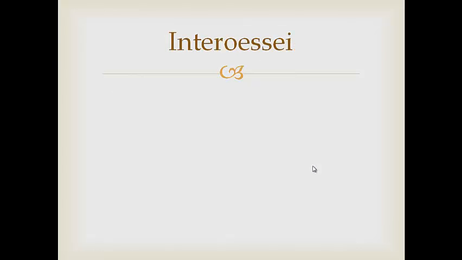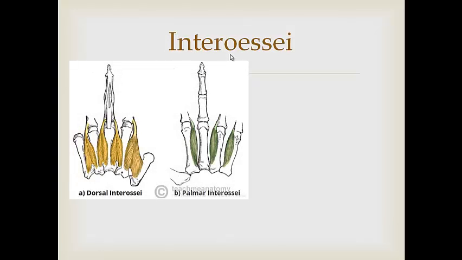All right. The second set of mid-palmar muscles are what we call the interossei. Okay. Now, you guys know that ossei or osseous refers to bones. Okay. And interossei means in between bones. So you can guess from that name that these muscles are located in between the bones of the hand. Specifically, they're found in between the metacarpal bones.